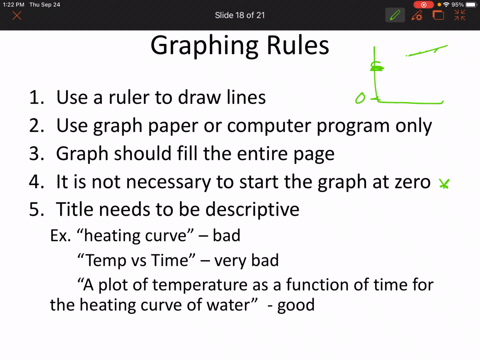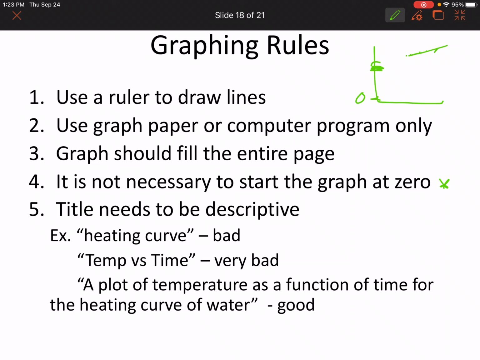A title needs to be descriptive. So basically, don't call it a heating curve. And I know I did that for the example, but I did that just to be very clear and simple. Don't call it a heating curve. Don't call it a temperature versus time graph. That's a very bad title.